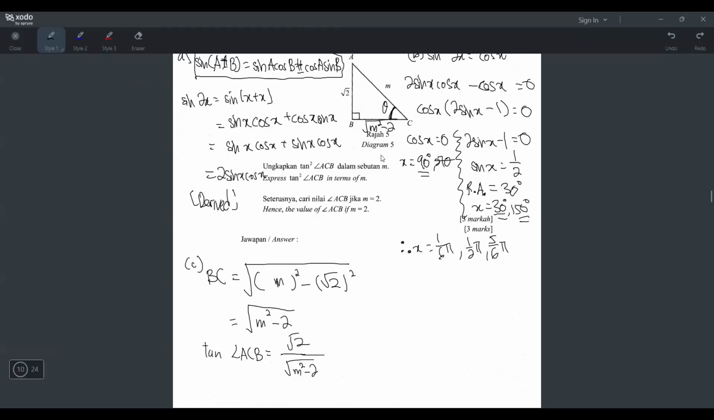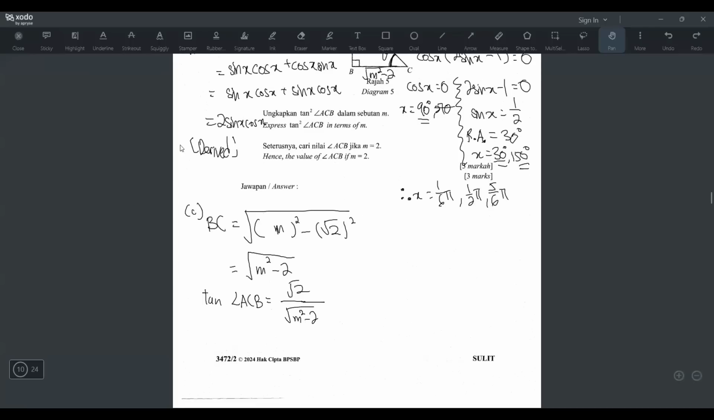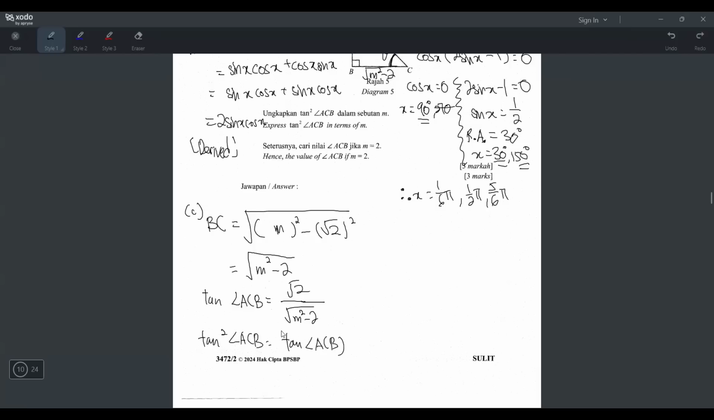Because in quadrant 1, add sugar to coffee. In quadrant 1, all positive. So you don't have to worry about being negative. So this is the answer already. But they want tangent square angle ACB. Hey, wait. What's the meaning of tangent square ACB? Tangent square ACB means tangent ACB times tangent ACB. That's what it means. And when you take tangent times tangent, the square, we don't write like this one. No, this is wrong. The square we write it here one, we tulis dekat sini one. But I want you to know the meaning lah. Tangent square ACB, this is what it means.